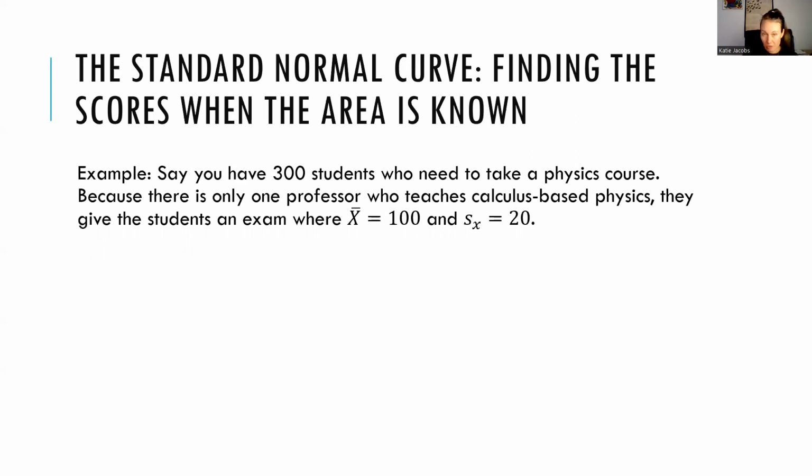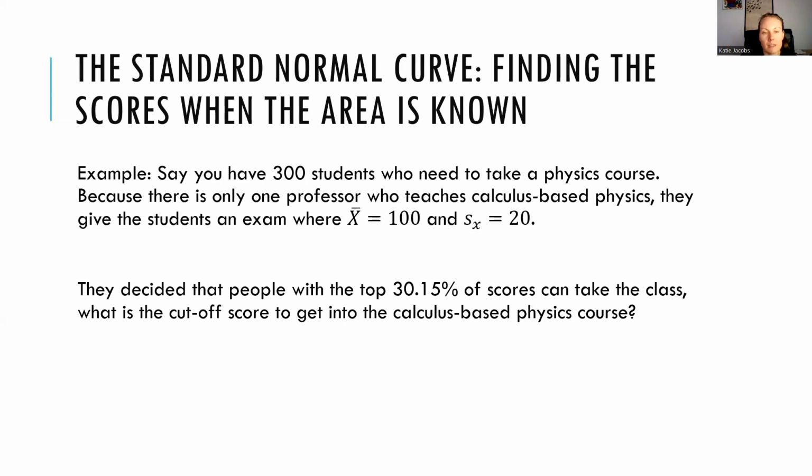What's our symbol for that again? If you said lowercase italicized n, you're correct. We see that our mean, or X bar, equals 100. So I'm going to go ahead and label that in the middle, because remember that the mean is going to be in the middle there. We know that our standard deviation, S sub X, equals 20. So I'm going to write that onto my normal curve as well. Okay, and they decided that people with the top 30.15% of scores can take the class. What is the cutoff score to get into the calculus-based physics course?